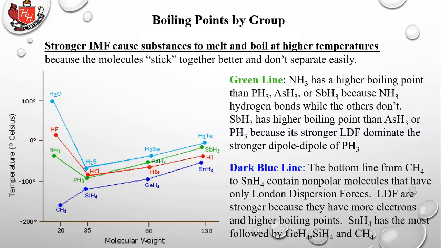Dark blue line at the bottom. Now, the bottom line from CH4 to SnH4 contains only nonpolar molecules that have only London dispersion forces. The LDF are stronger because they have more electrons and higher boiling points. So SnH4 on the right has the most electrons, followed by GeH4, SiH4, and CH4. So the only forces involved in that dark blue line are London dispersion forces.